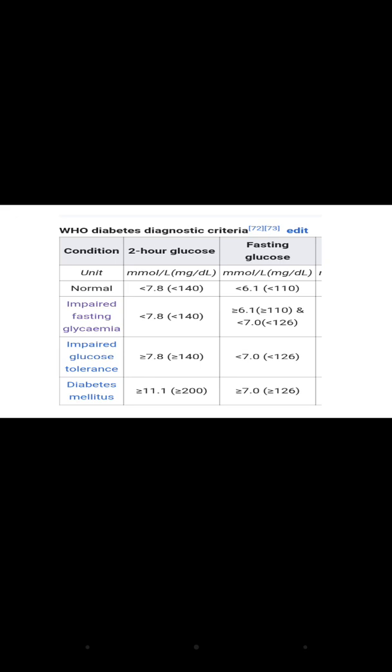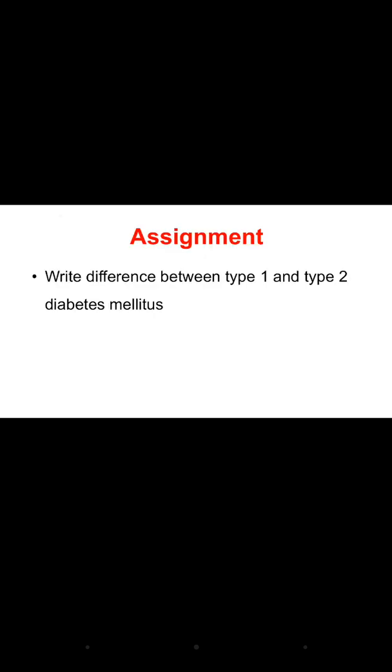But what if it is not a clear-cut picture of diabetes mellitus, it is in between those values, so we can also classify it as impaired fasting glycemia or impaired glucose tolerance. So this is how diabetes mellitus is diagnosed. We will continue with the management of diabetes mellitus and its complications in the next classes.